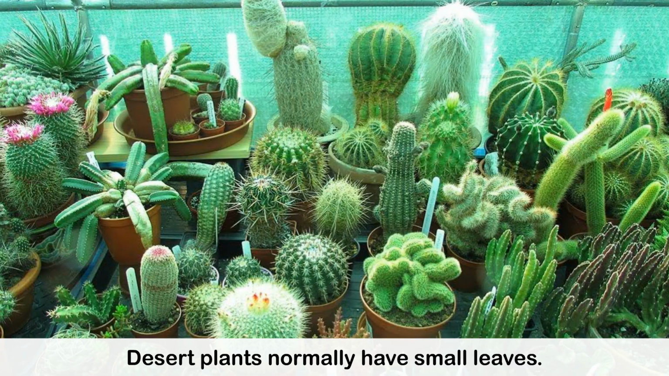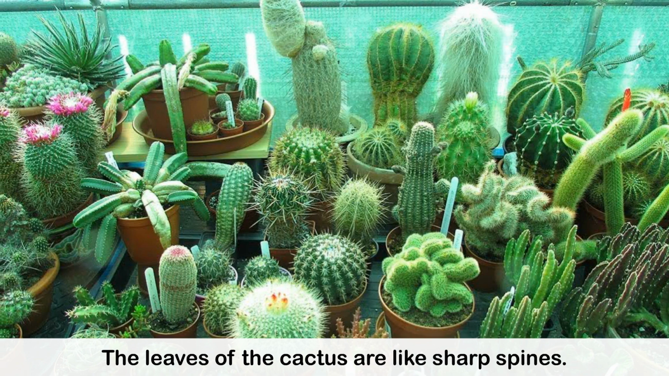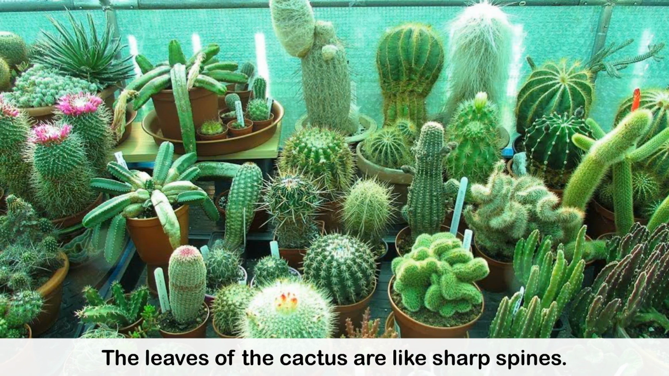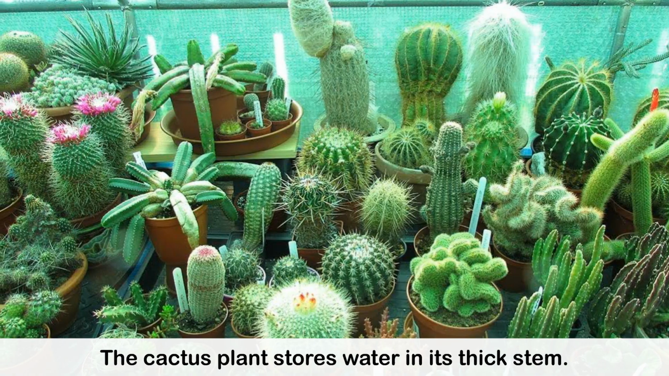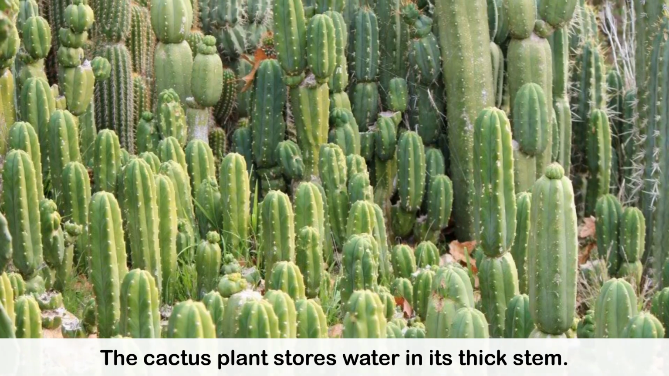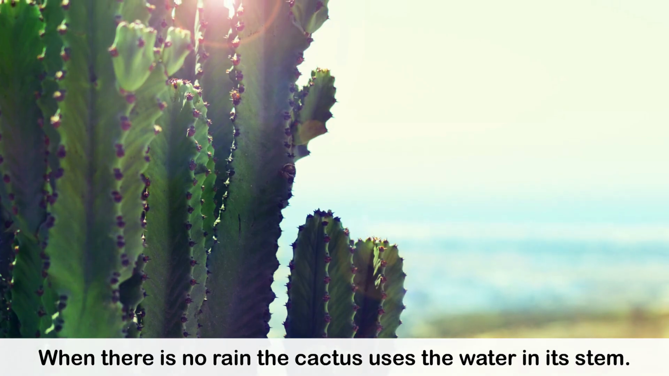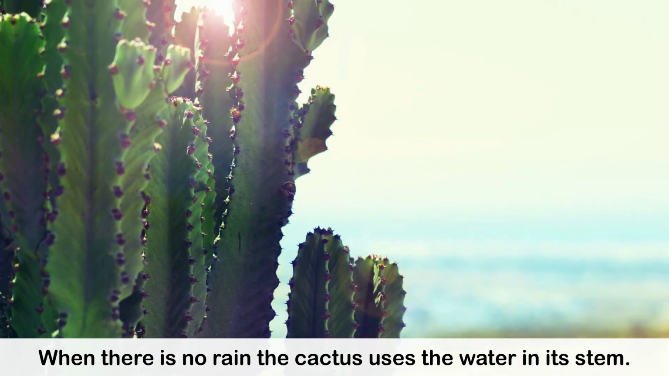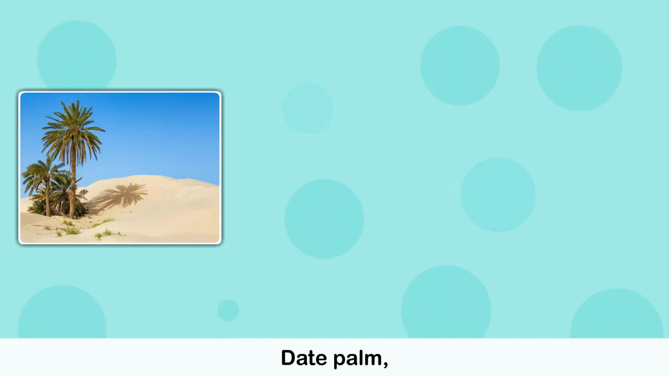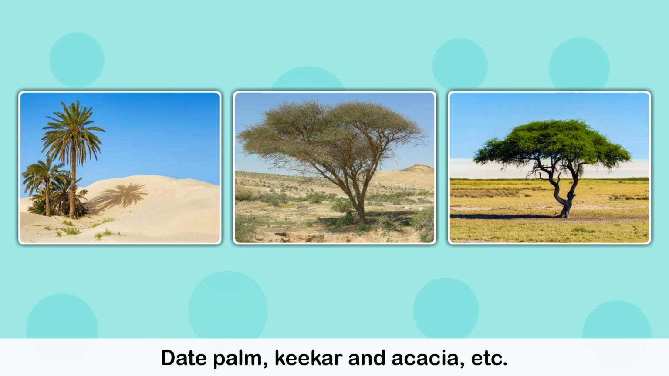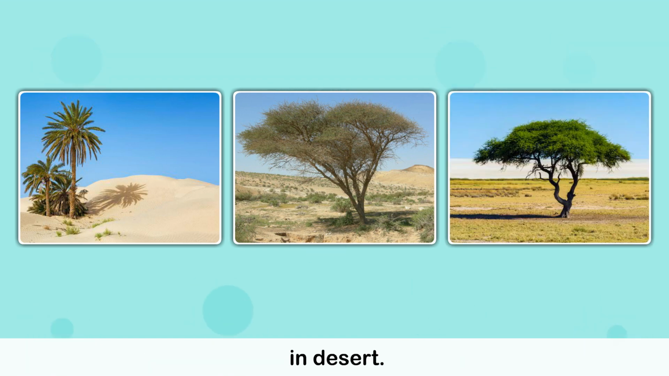Desert plants normally have small leaves. The leaves of the cactus are like sharp spines. This prevents loss of water from the leaves. The cactus plant stores water in its thick stem. When there is no rain, the cactus uses the water in its stem. Date palm, kikar, and acacia, etc. are some trees that grow in desert.